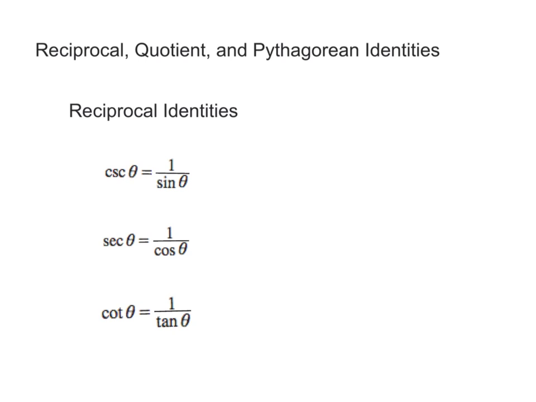These are called identities because they're statements that have been proven to be always true. So for any angle, cosecant is 1 over sine. For any angle, secant is 1 over cosine, and so on.